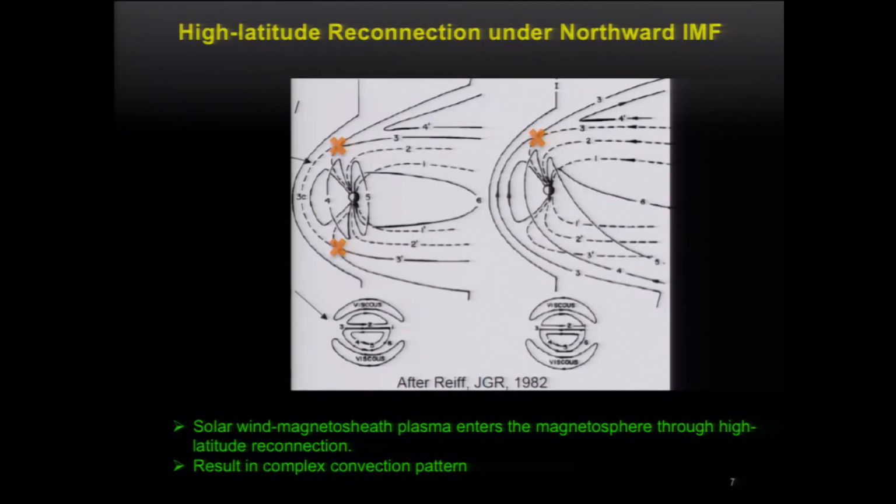During northward IMF conditions, the reconnection can also happen, but in this case, we call it a high latitude reconnection because it happens even tailward of the cusp region here. You can have reconnection happen in both hemispheres or just one hemisphere. The high latitude reconnection related convection cells are closer to the pole, and in the opposite direction as the reconnection-driven convection cells during southward IMF condition. But the viscous convection cell at lower latitude is in the same rotation sense.